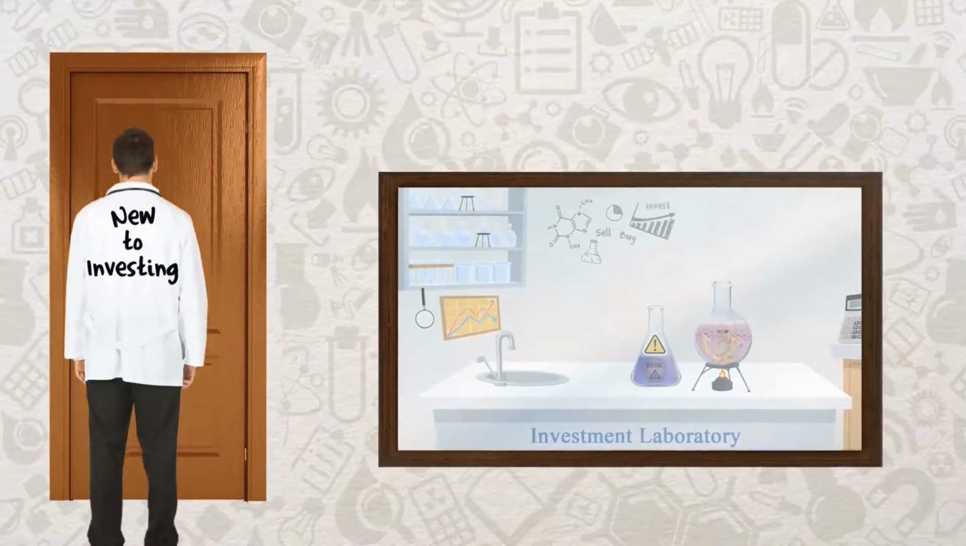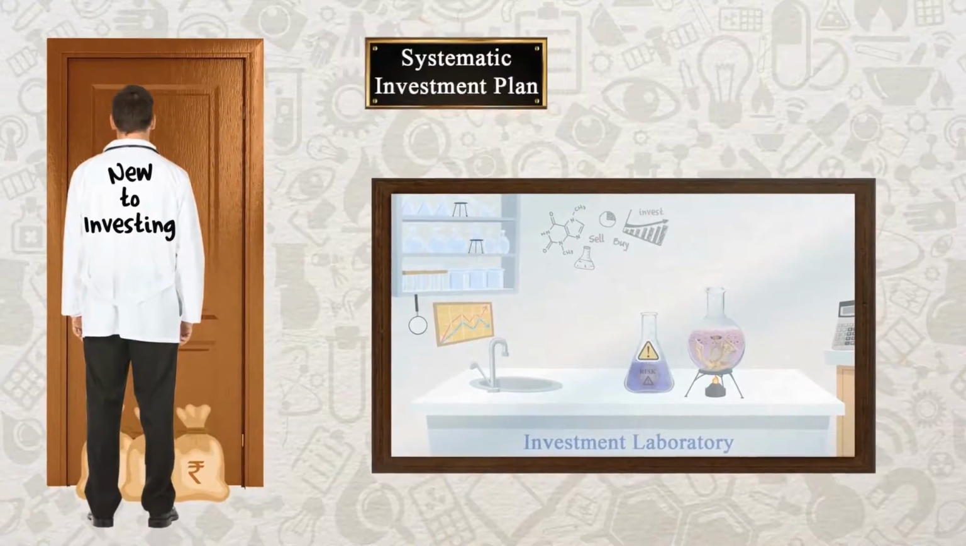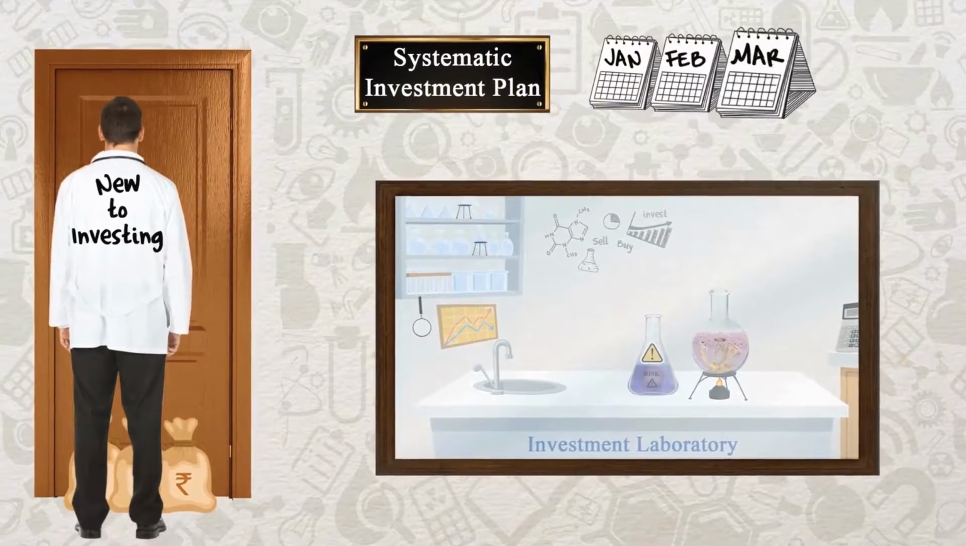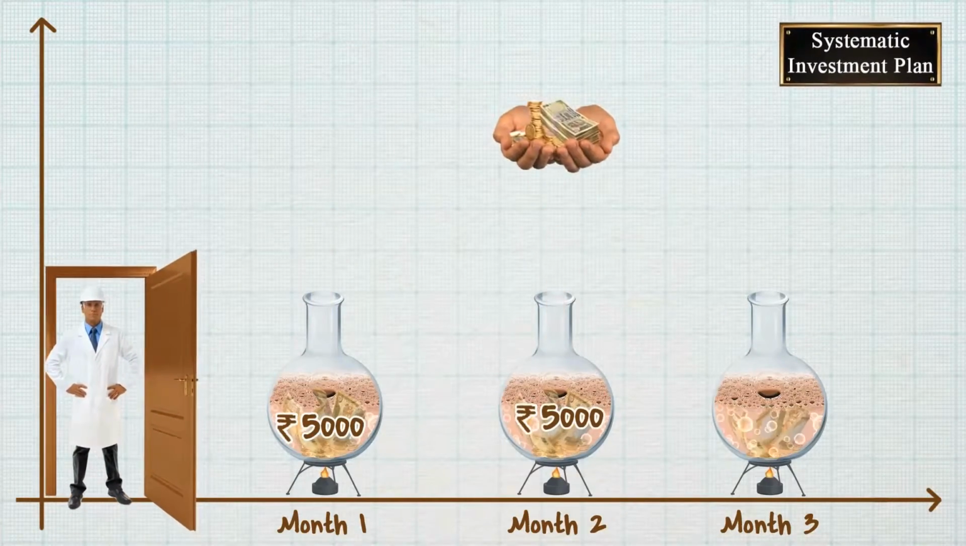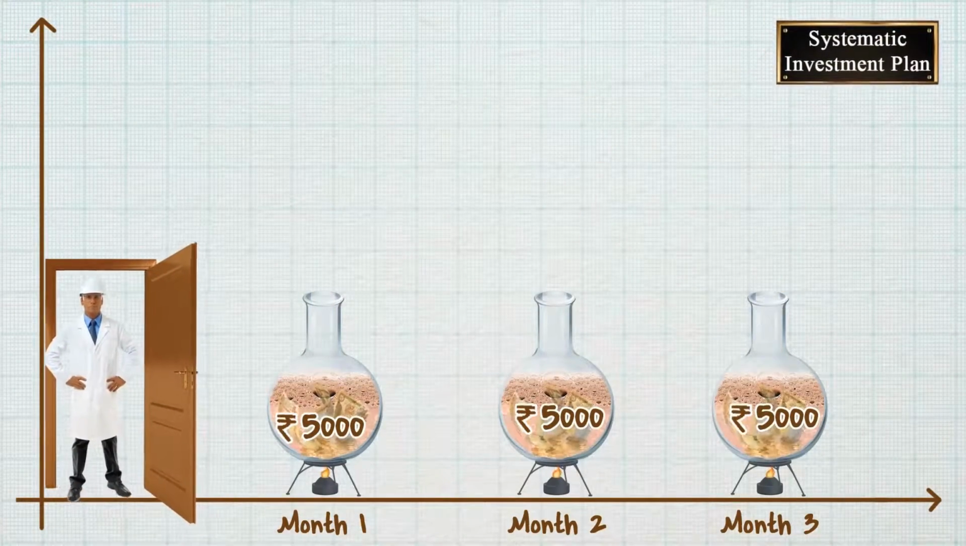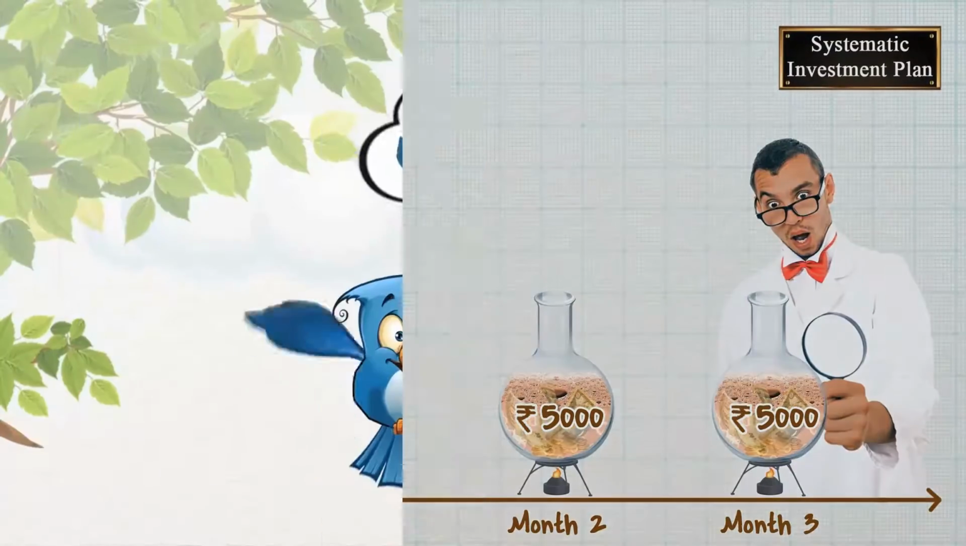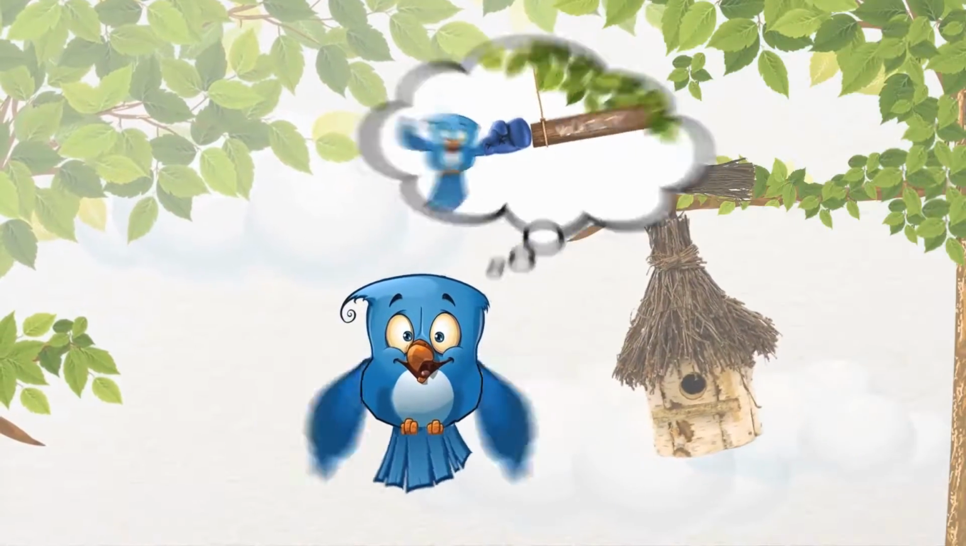And for a beginner, there's a very simple start: systematic investment plan, a way to invest regularly. All the investor has to do under an SIP is to invest a fixed amount at regular intervals. Really, that's all. So how does this strategy beat volatility, you ask?